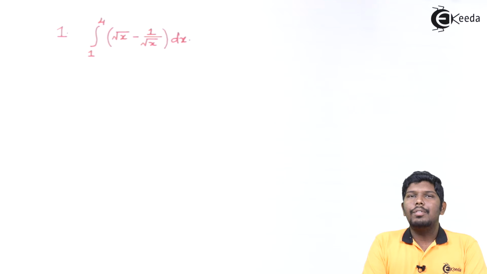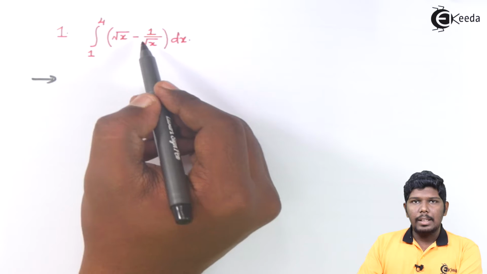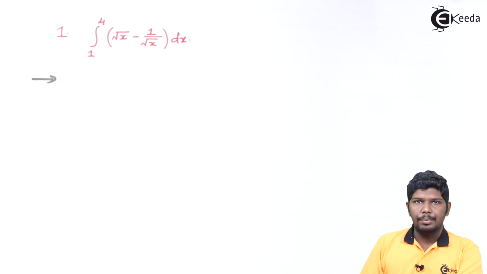Hello friends, in this video we are going to see a bit advanced level problems based on definite integration. That is, it will be a little bit complex or tough, you can say, compared to the previous problems. Let us start with problem number 1. Integral 1 to 4 root x minus 1 upon root x dx.